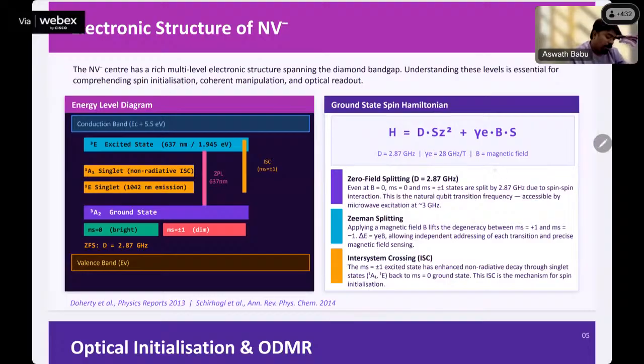Right? So by default, there is a splitting of 2.87 gigahertz. Whenever an external magnetic field is there, that creates a Zeeman splitting in the system, meaning hyperfine splitting will take place for level A and level E also, meaning the ground state and excited state get split.